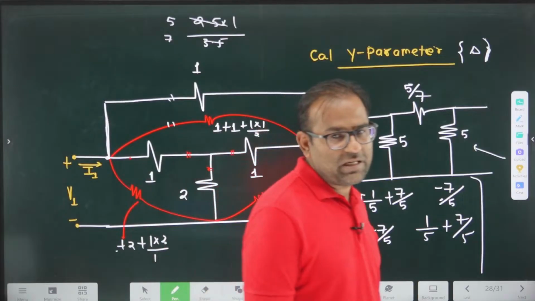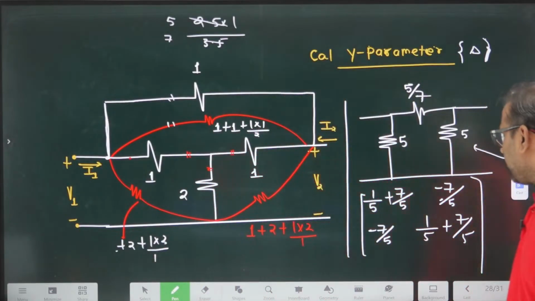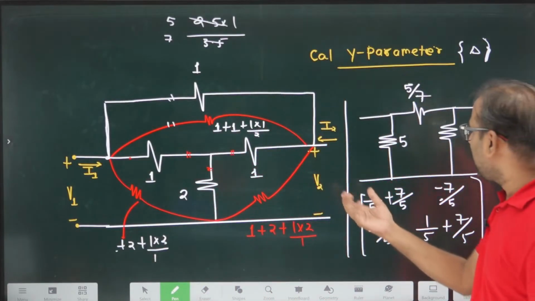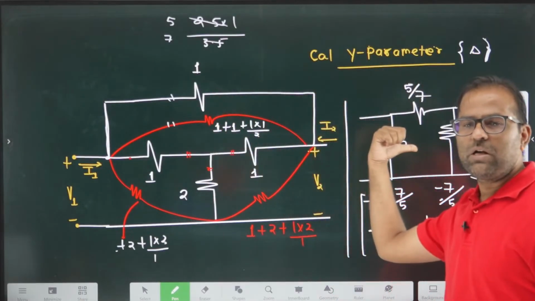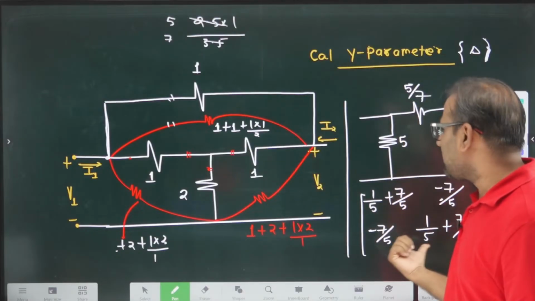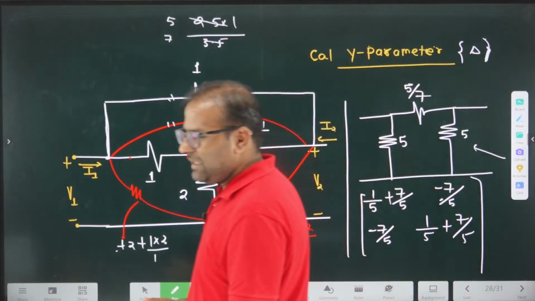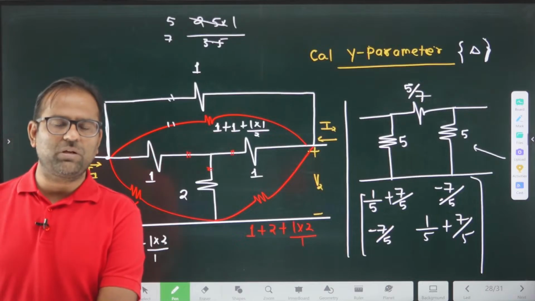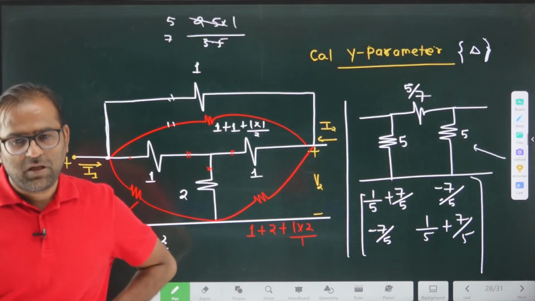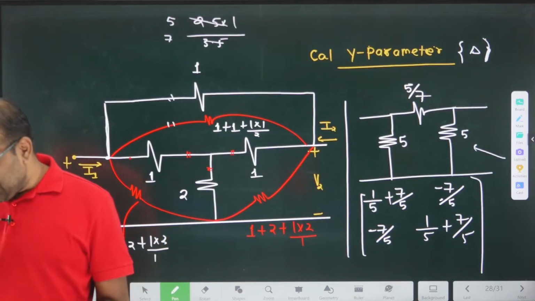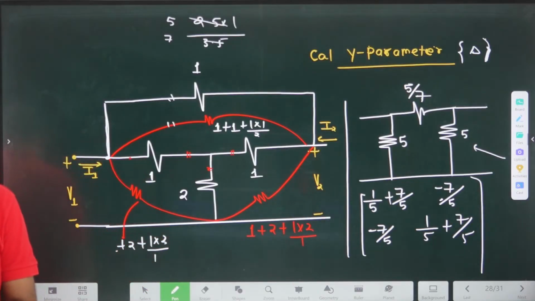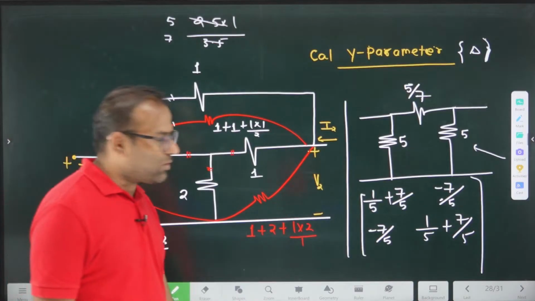This network we have simply transformed into the delta network, and the delta network is very easy to deal with when you have to calculate the y parameter of a network. So I hope you have understood this logic. Let's calculate a few more questions for the y parameter.